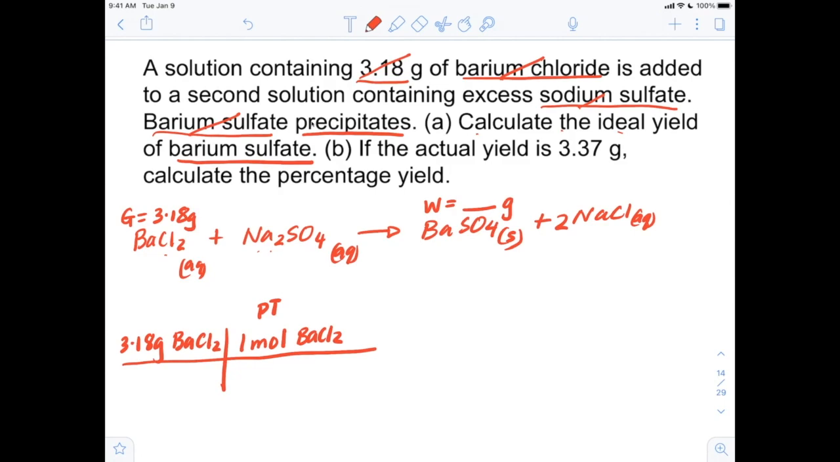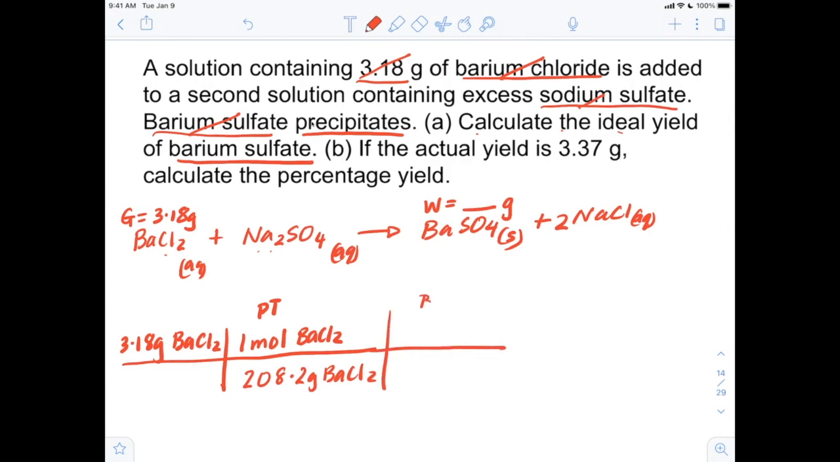Man. Hold on a second. Let me turn the light on because it's kind of hard to see what I'm writing. Okay. That helps a little bit. Okay, so I have a mass here of 208.2 grams of barium chloride.